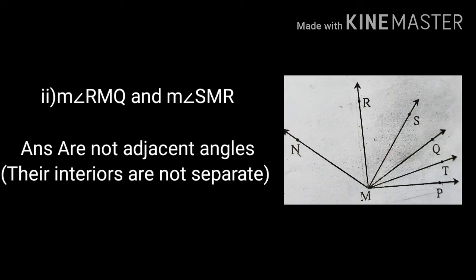Next, measure of angle RMQ and measure of angle SMR. The answer is they are not adjacent angles because they do not have separate interiors.